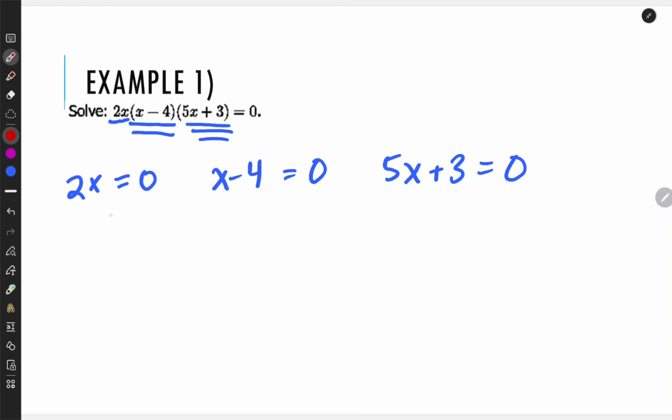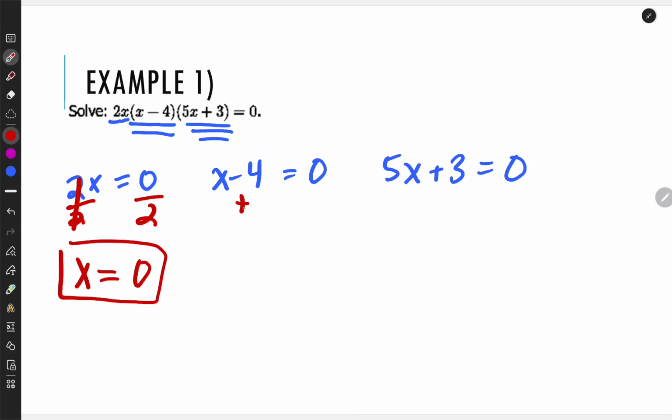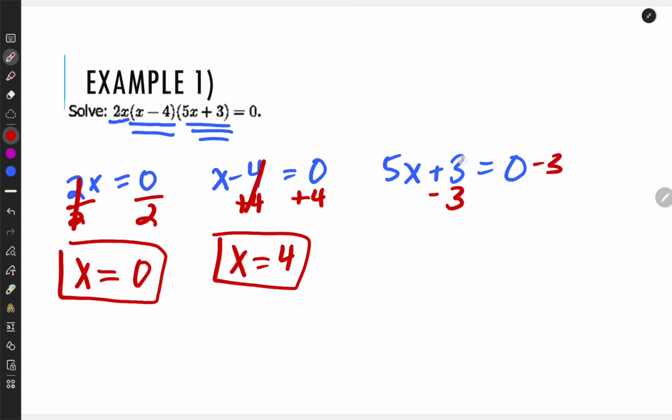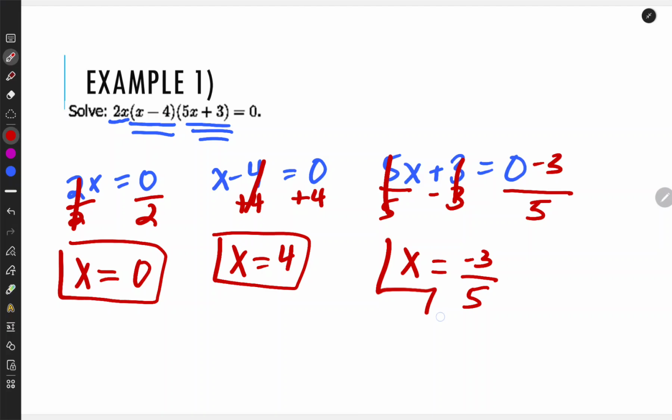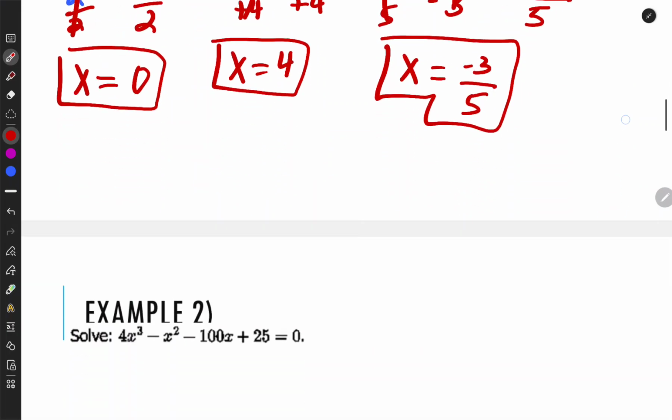For the first one, we know that we would divide by 2, and we get x equals 0. So that's one solution. This one, we would add 4 to both sides, and we get x equals 4. On this one, we're going to subtract 3 and divide by 5 in order to get x by itself. So x equals 0 minus 3 is negative 3, divided by 5. And that's how the zero product property works. Now, the key thing here, notice, is that one side has to be equal to 0. So let's look at our next example.